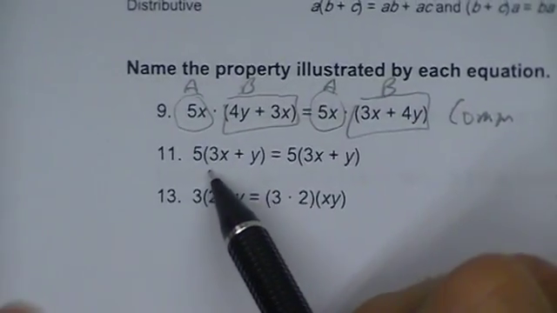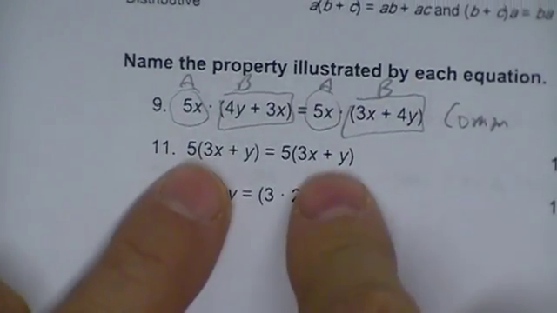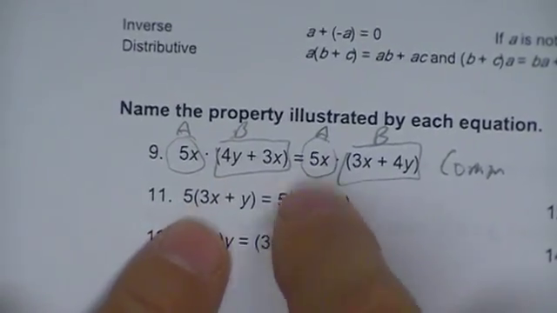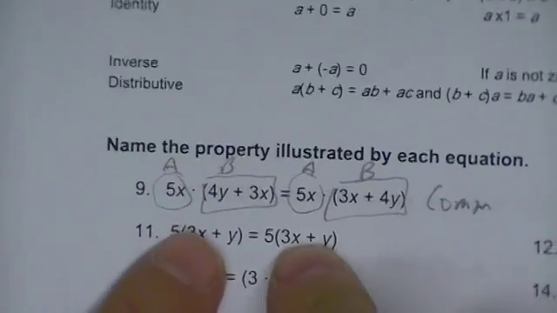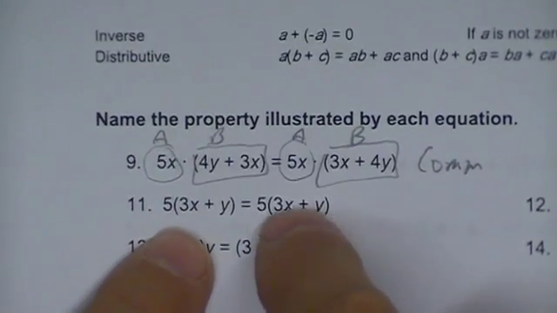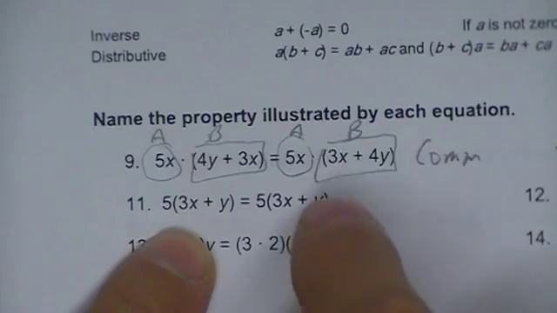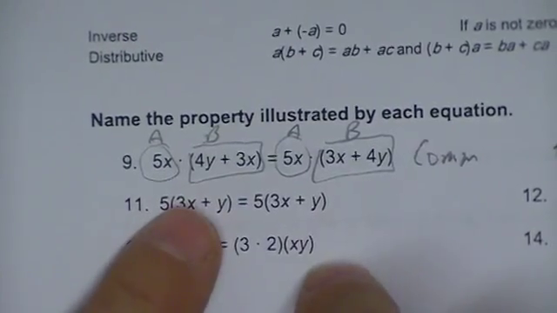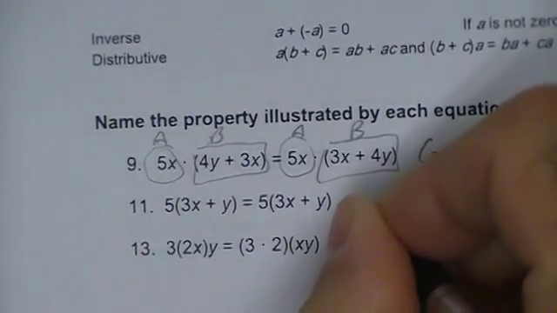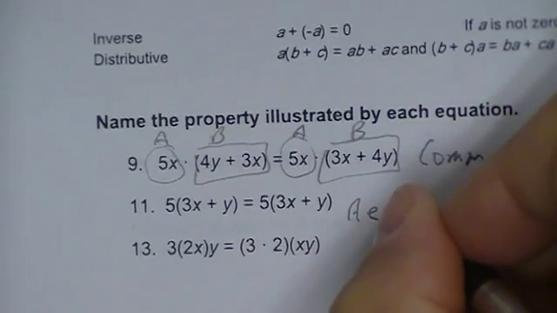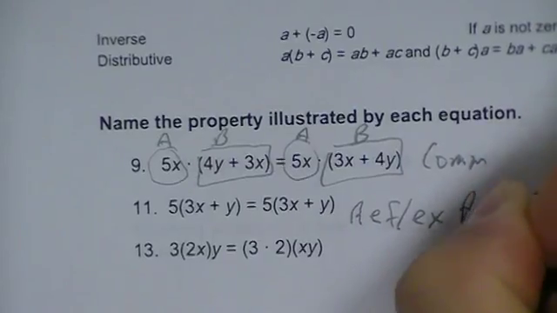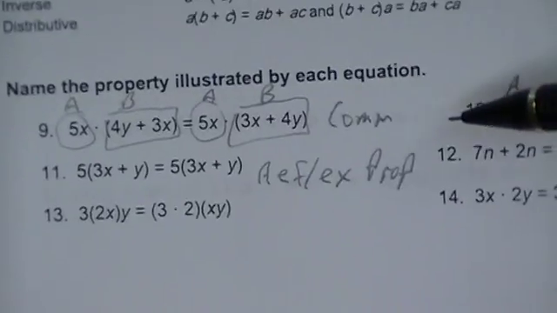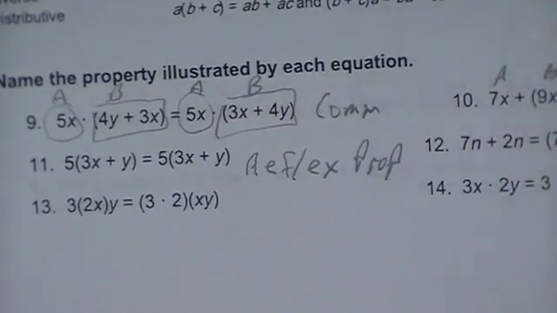11, if you look at this, what's on the left is exactly what's on the right. Okay, and you might think that that's distributive property, but it's not, because they didn't actually distribute. They didn't put 15x over here and 5y over here. What's on the left is the same as the right, and that's reflexive, which was in our notes. It was in the PowerPoint. It's not up here, but it was in the PowerPoint, so we still have to remember it. So this is reflexive.